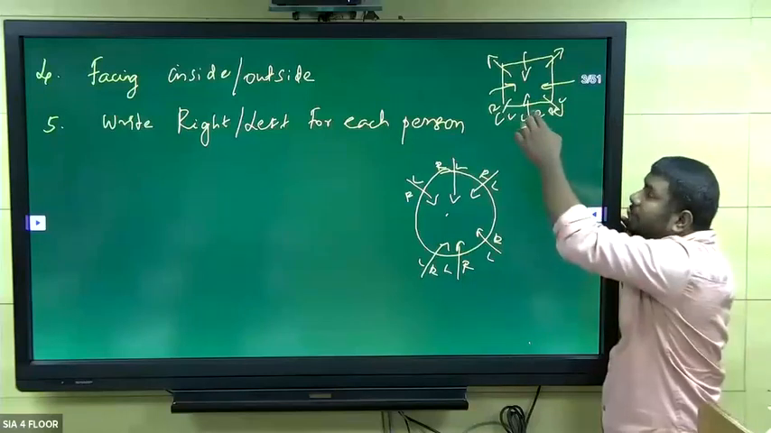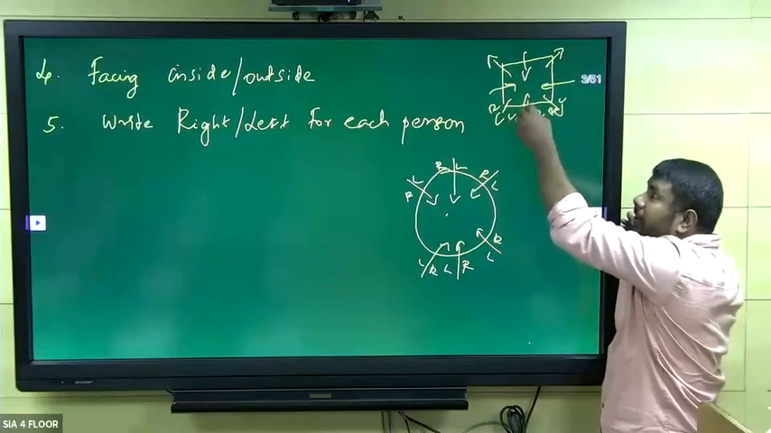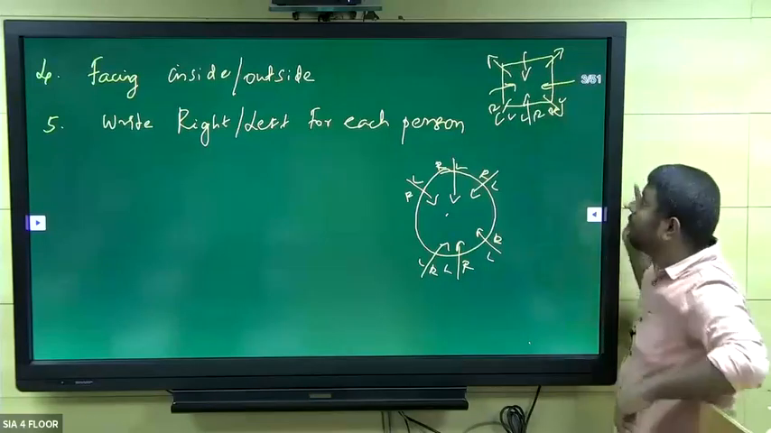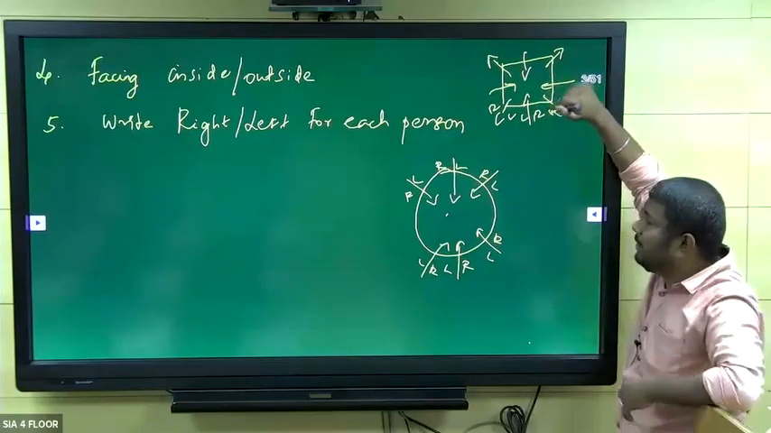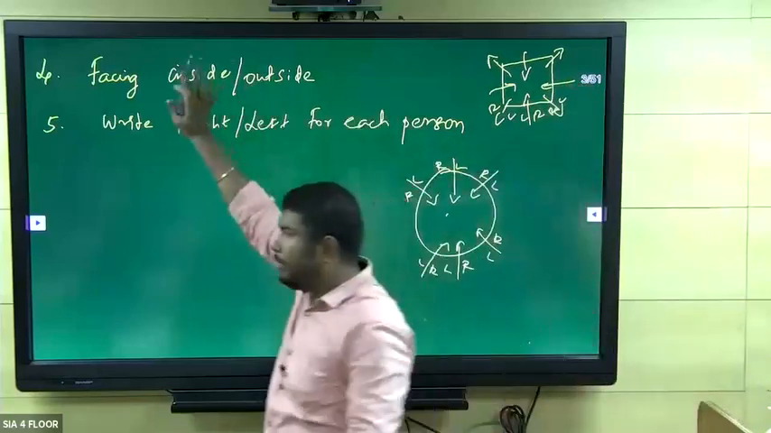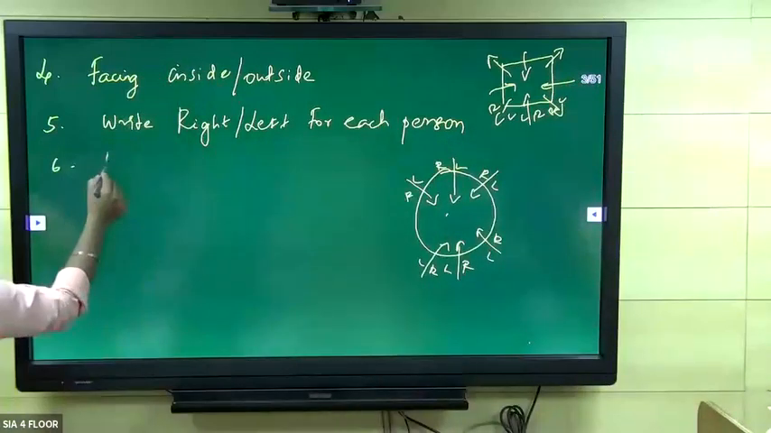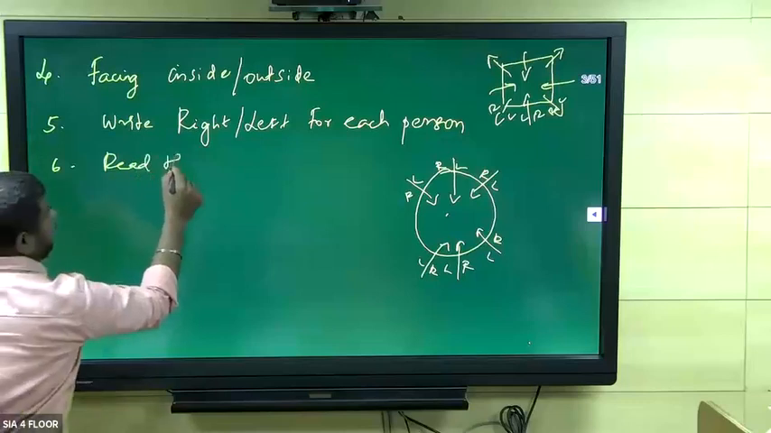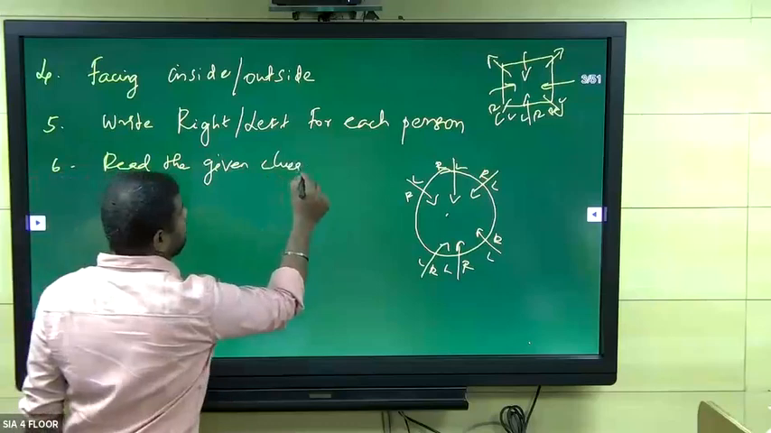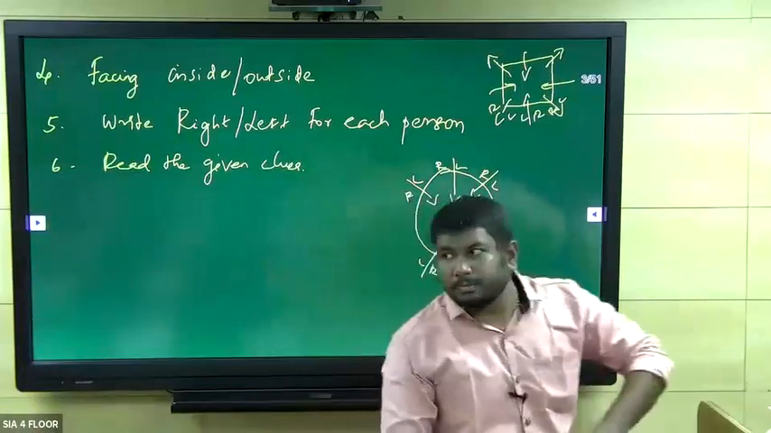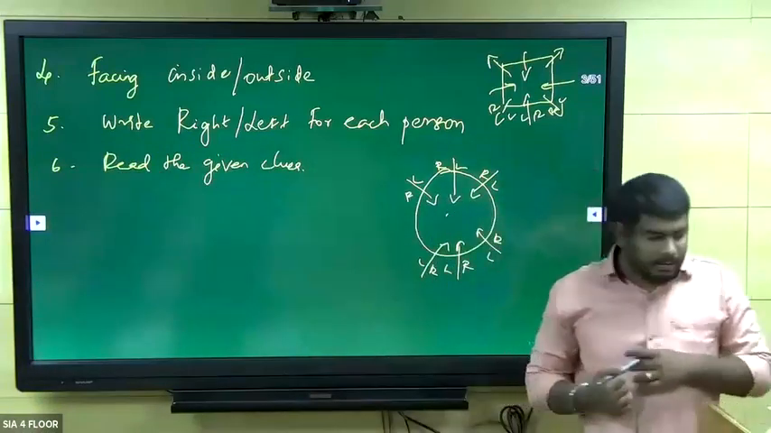While solving the question, we need to check whether the given person is left or right. So to avoid this kind of confusion, we need to write right and left for each person. That is the important fifth thing. Then the sixth one is read the given clues. Read the given clues. That's it. This is the sixth one.